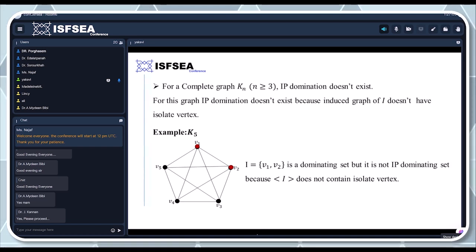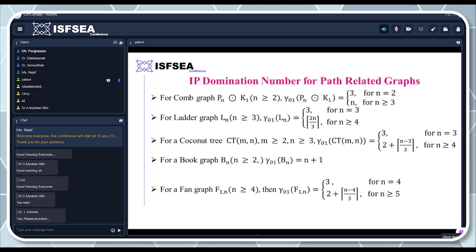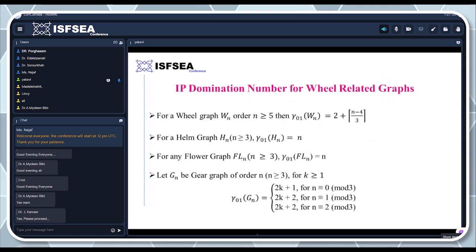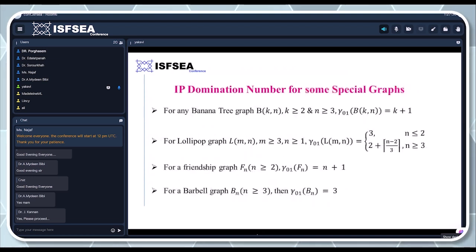First, let us see the exact values for the IP domination number for path related graphs, that is comb graph, ladder graph, coconut tree graph, book graph, and fan graph. Next, the IP domination number for V related graphs, where I also found exact values, that is Helm graph, flower graph, gear graph. Next, we found the IP domination number for some other special graphs also, that is banana tree graph, lollipop graph, friendship graph, and barbell graph.